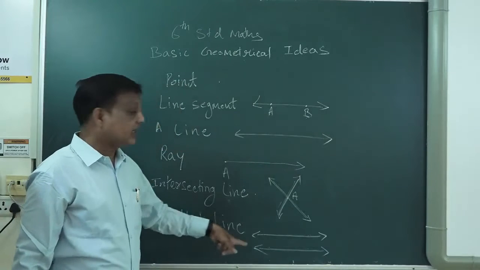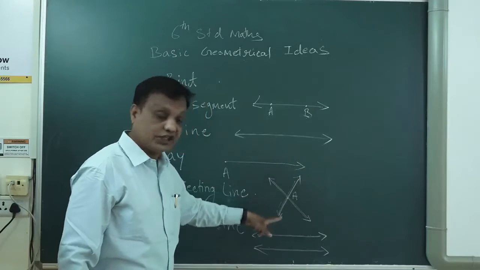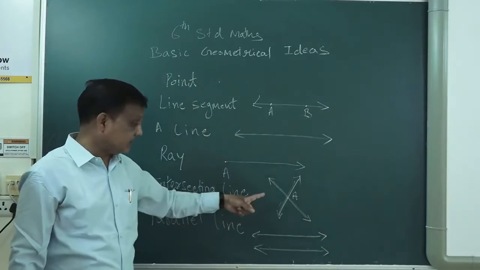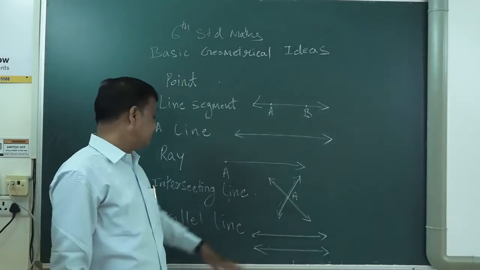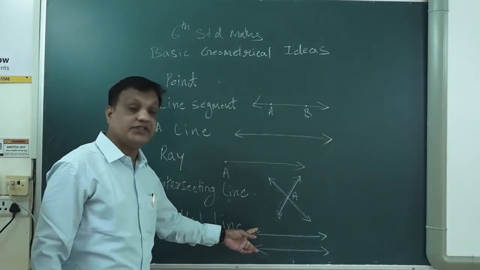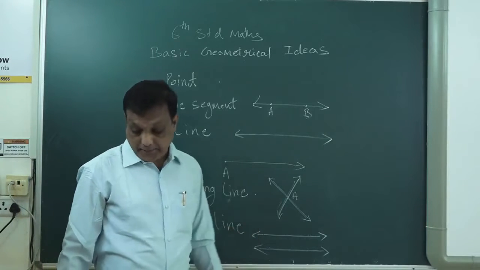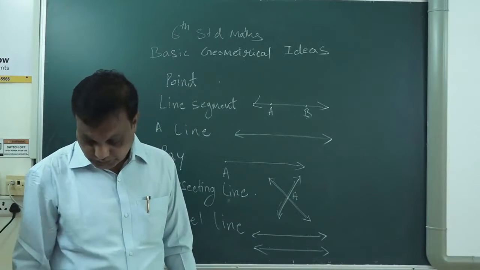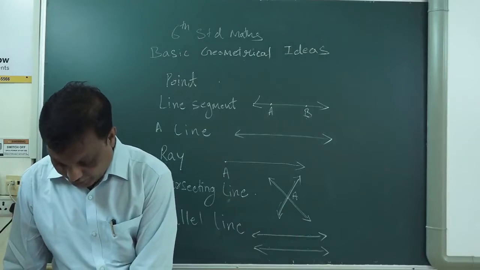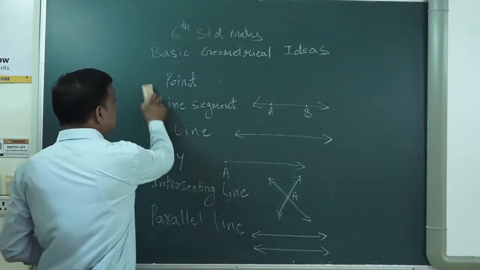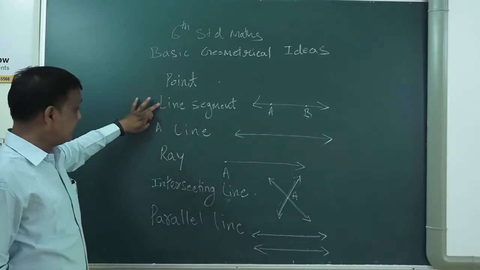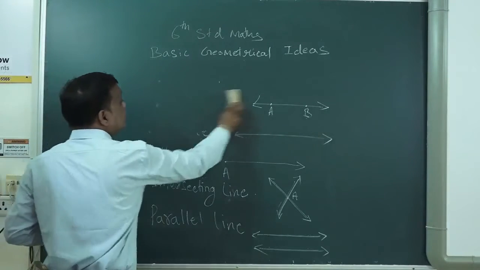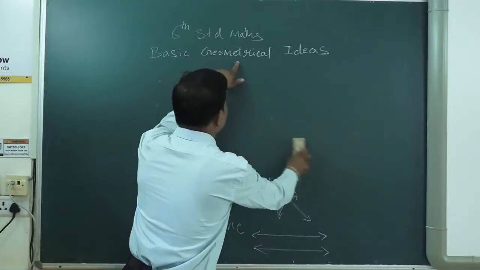Intersecting lines means two lines cross each other at only one point. That is called intersecting lines. And parallel lines are two lines which never meet each other. We have seen the point, line segment, line, ray, intersecting lines and parallel lines. Now we will go to the next part of basic geometry.